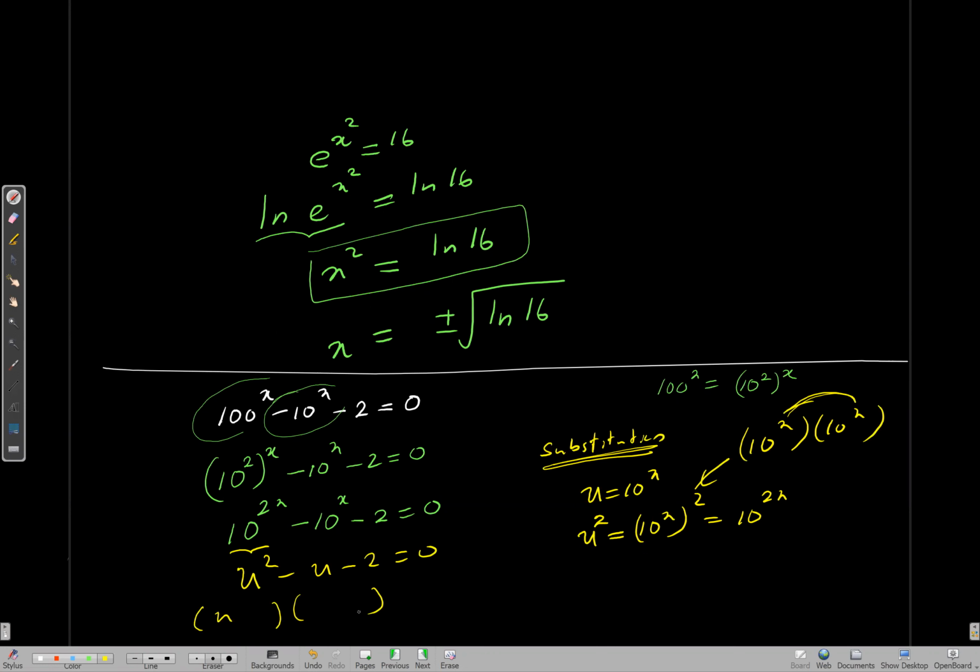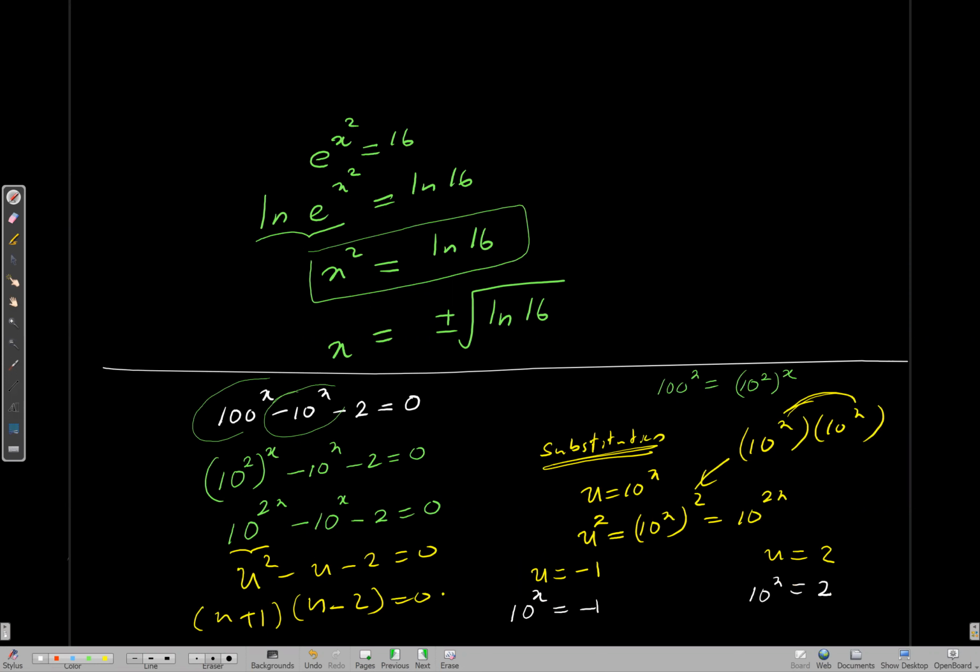Now this is a nice quadratic equation. I can see factors 2 and 1. I need minus, so minus and plus. So my u is going to be either -1 or u is going to be 2. If u is -1, 10 to the x is -1, or if u is 2, 10 to the x is 2.